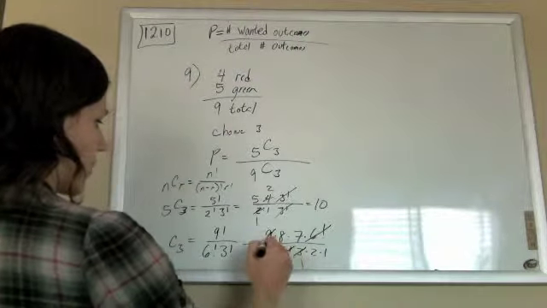So now, putting that back in, the top is 10, bottom is 84. Simplifying that, 5 over 42. And that looks good.